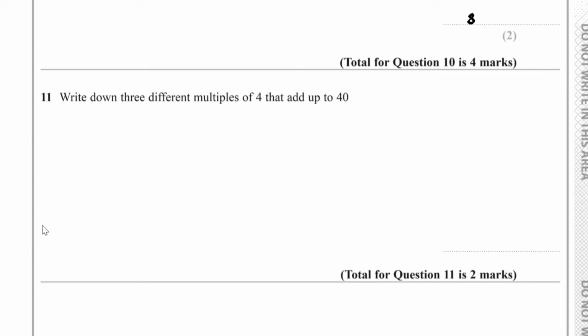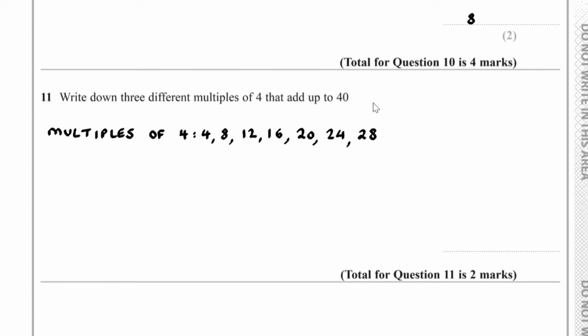Question number 11, we have to write down 3 different multiples of 4 that add up to 40. Well, for the multiples of 4, we've got 4, 8, 12, 16, 20, 24, 28, 32, 36, 40, and then we could continue on.